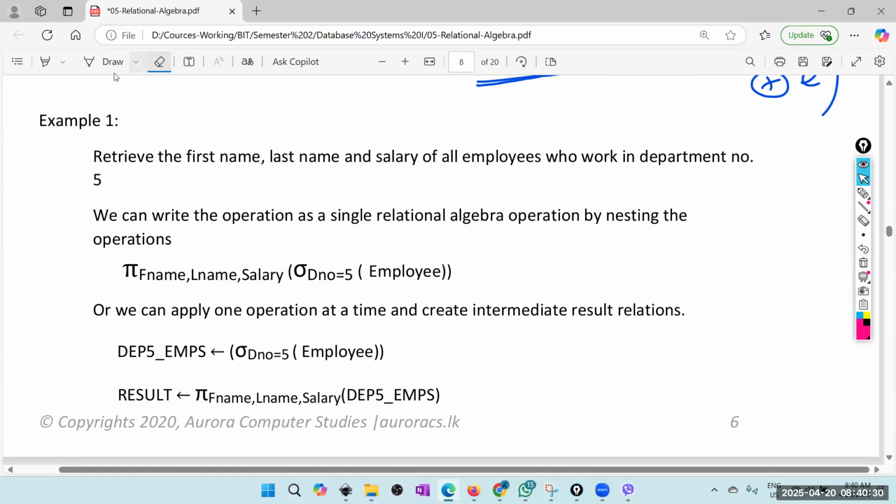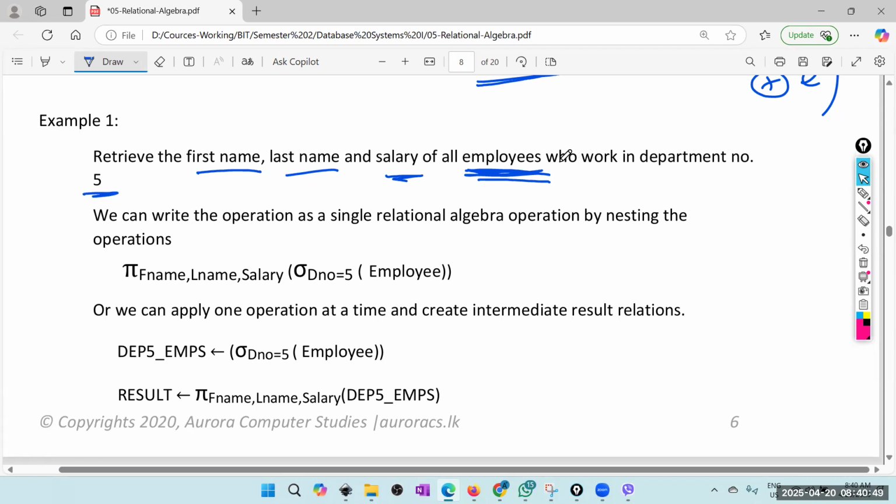Right. So this is our requirement. Assume that we have a table called employee. Retrieve the first name, last name, and salary of all employees who work in department number 5. You can assume that these are valid fields.